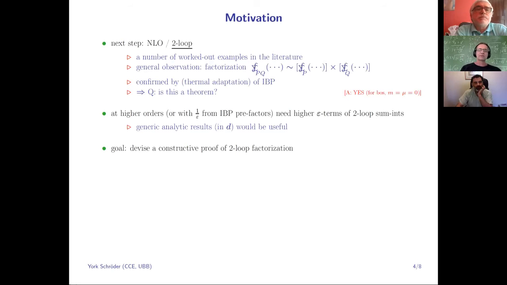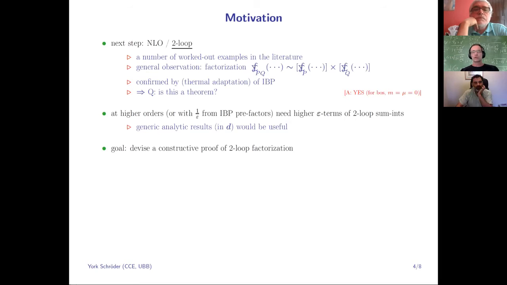Okay, so obvious next step, right? Let's go to 2 loop. Let's see what happens. There's a couple of worked out examples in the literature. And in general, what people have observed is that there is no really genuine two-loop sum integrals. One could always write it as a product, which factorizes into two one-loop parts. And then the question is, obviously, is this a theorem? And the answer, and I will show you in the next couple of slides why this is so, is a resounding yes. This is a theorem which one can rigorously show, at least for the class of integrals that I'm looking at, the bosonic ones.